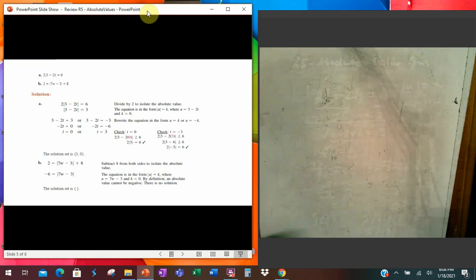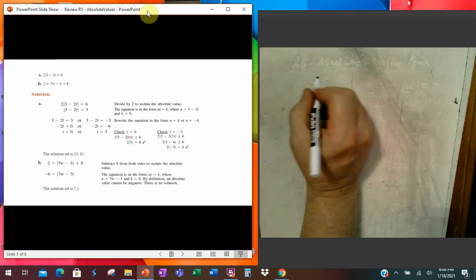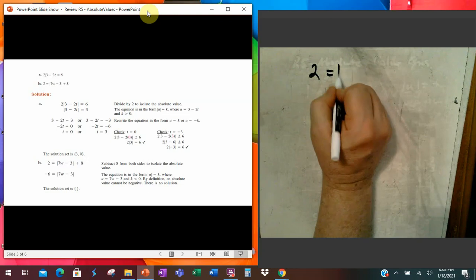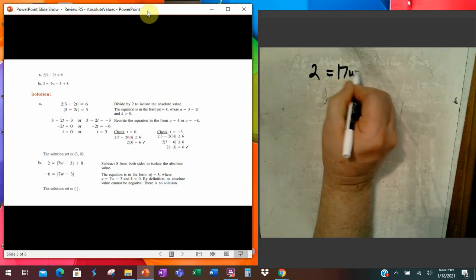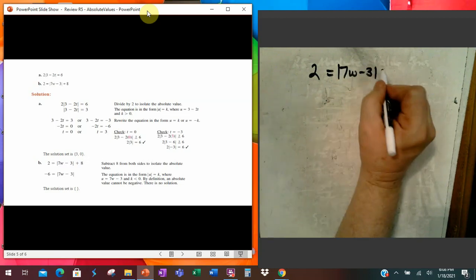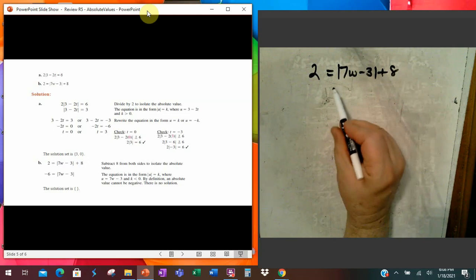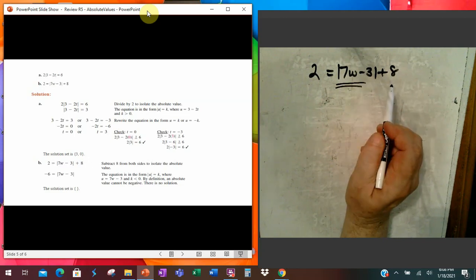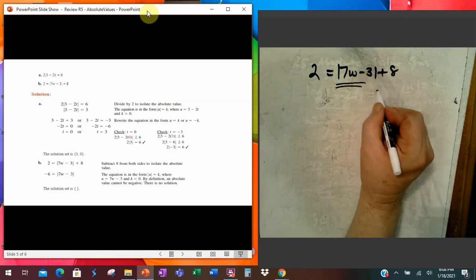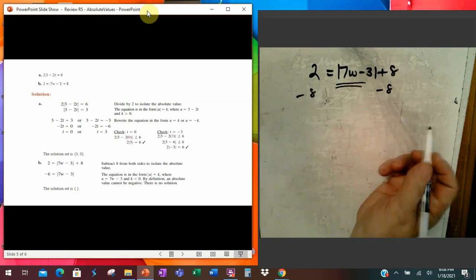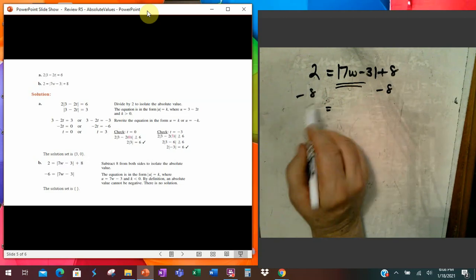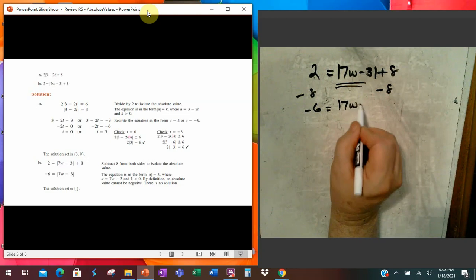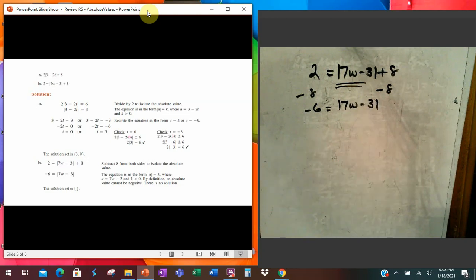Let's do another one. Let's do 2 is equal to the absolute value of 7w minus 3 plus 8. Again, I want this all by itself, so I'm going to subtract 8 from both sides. 2 minus 8 gives me negative 6, equal to the absolute value of 7w minus 3.